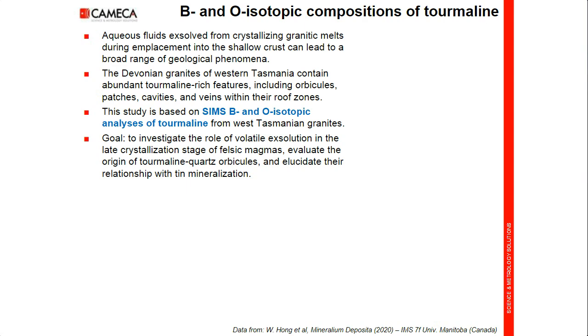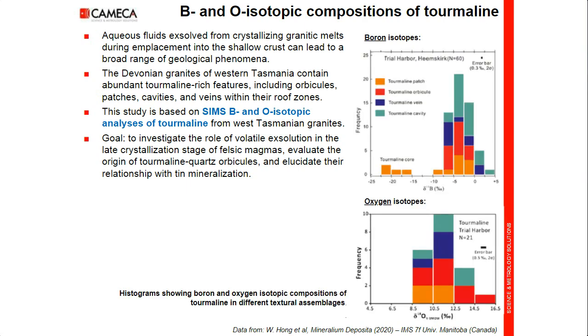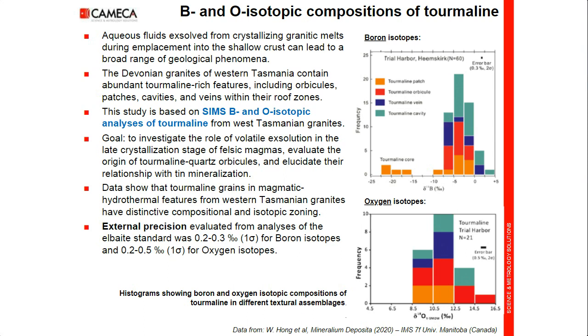We can see here the results, the histograms showing boron and oxygen isotopic compositions of tourmaline in different textural assemblages. Data show that tourmaline grains in magmatic hydrothermal features from western Tasmanian granites have distinctive compositional and isotopic zoning. The external precision evaluated from analysis of the Elbaite standard was 0.2 to 0.3 per mil for boron isotopes and 0.2 to 0.5 per mil for oxygen isotopes.